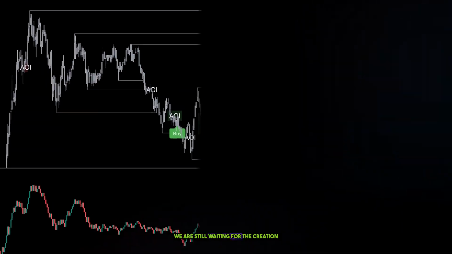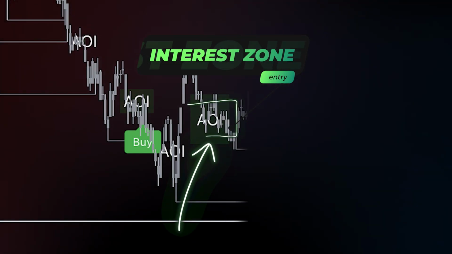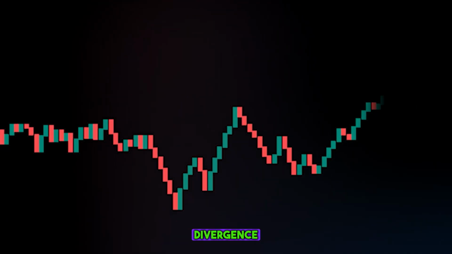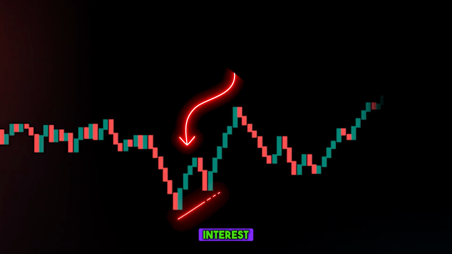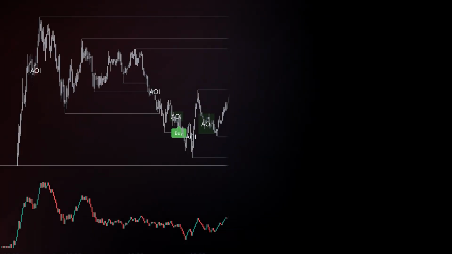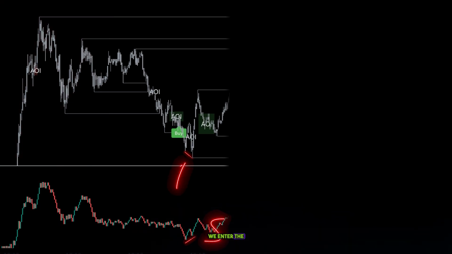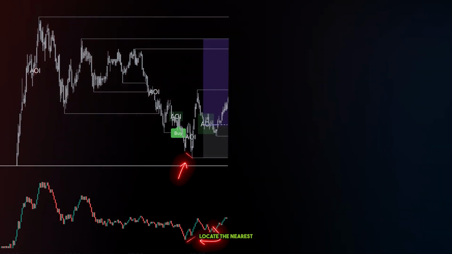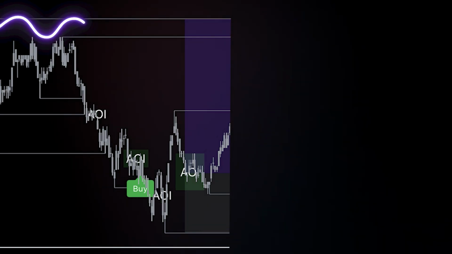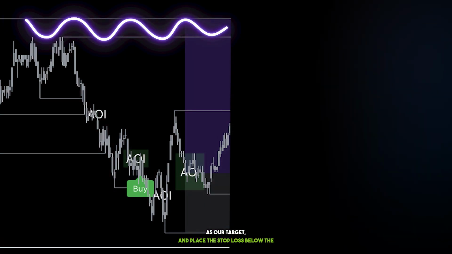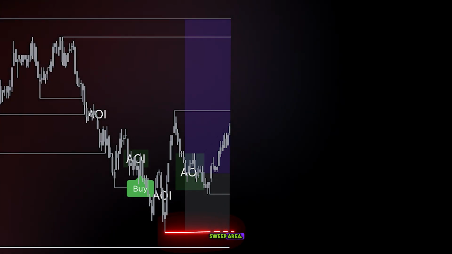We are still waiting for the creation of another zone of interest. We identify the delta divergence that must occur at the point of interest as a confirmation of entry into the position. We enter the position in the zone of interest, locate the nearest liquidity on the market as our target, and place the stop loss below the liquidity sweep area.